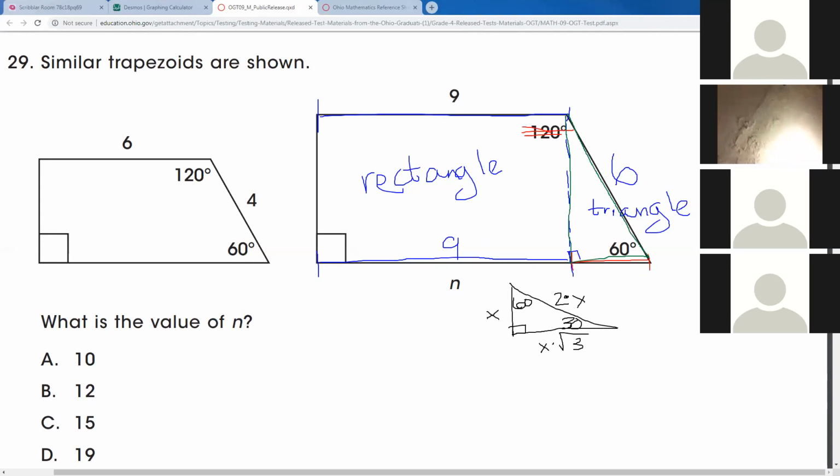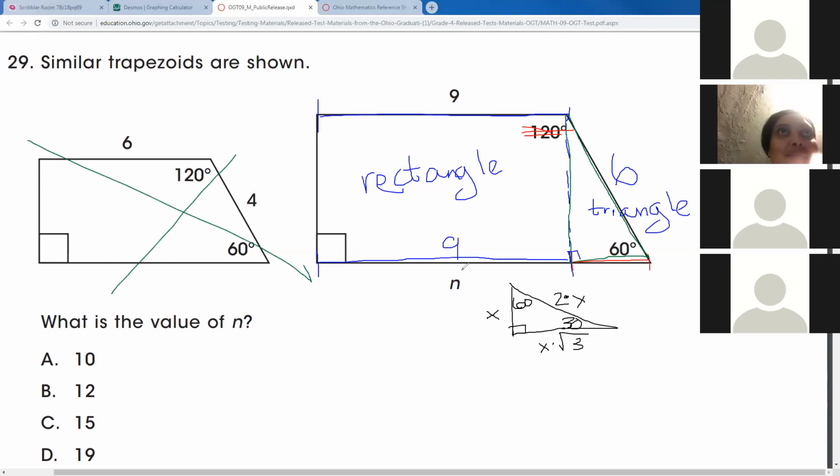Is it the 4? The 4 would be for the smaller shape, but we don't need the smaller shape because we're looking for the n on the bigger shape. Oh. But we found a number. I had it written over here. Yep, the 6 on the far right. We know that number. That tilted side matches up with the tilted side.